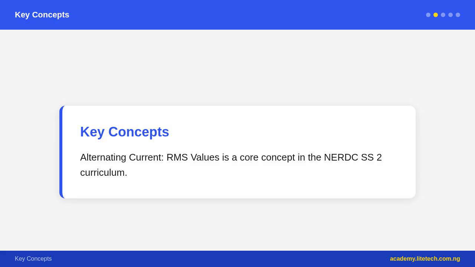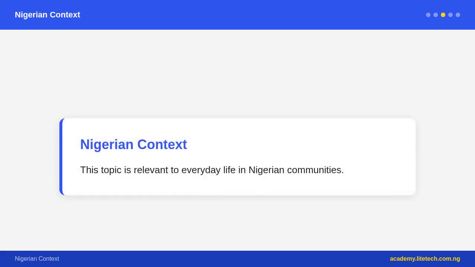Main supply in Nigeria: V_RMS equals 240 V, so V0 equals 240 times square root 2, which is equal to 240 times 1.414, almost equal to 339 V. This means the Nigerian mains voltage actually swings between plus 339 V and minus 339 V, even though we call it a 240 V supply. That 240 V is the RMS value.